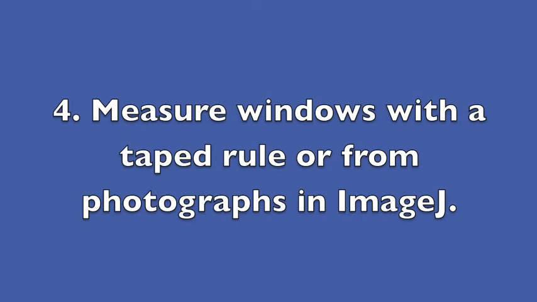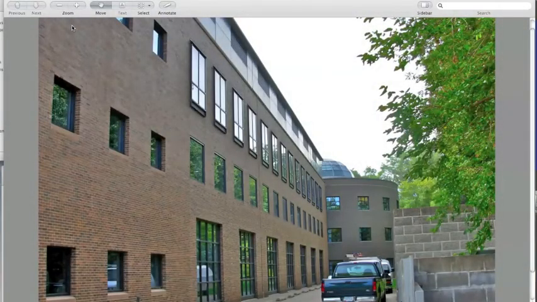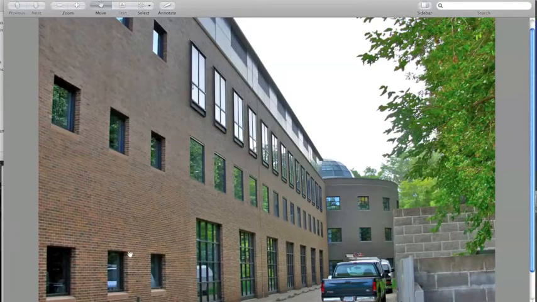Measure windows with a taped rule or from photographs in ImageJ. For some situations, just using a tape measure and just measuring the window in the field is easiest. For example, if you look at these windows right here, they're all the same size. So if you measure this window, you just multiply that measurement by all the windows of the same size. So it makes it pretty quick doing that.